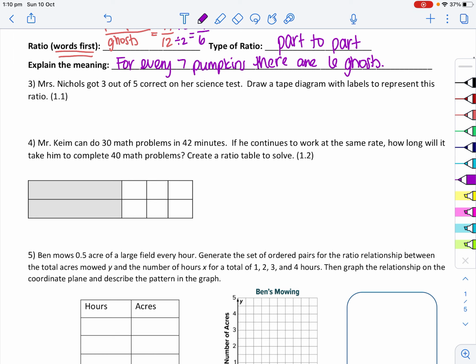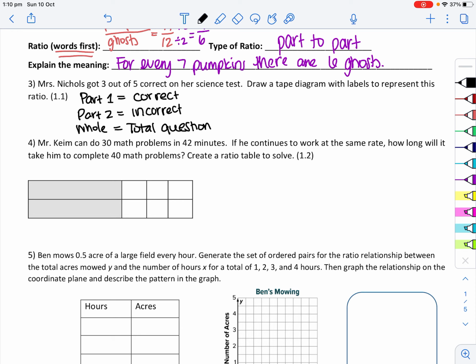Number 3 says Mrs. Nichols got 3 out of 5 correct on her science test. Draw a tape diagram with labels to represent this ratio. When we did tape diagrams, the first thing that I had labeled was part 1, part 2, and the whole. So part 1 is going to be correct answers. Part 2 is going to be incorrect answers. And the whole is going to be total questions. Because on a test, I get questions right, I get questions wrong, and then I have the whole test.